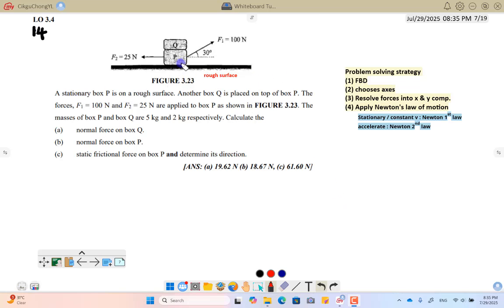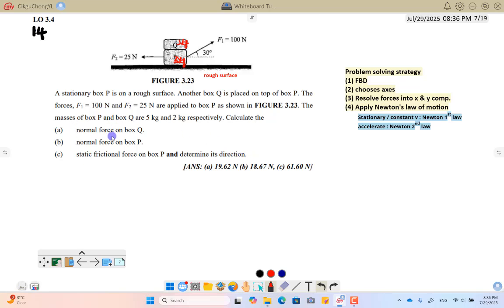So we have a stationary box P on a rough surface, and then another box Q is placed on top of box P. The forces F1 is 100 Newton and F2 is 25 Newton are applied to box P. The mass of block P is 5 kg and the mass of box Q is 2 kg. I want to calculate the normal force on box Q, the normal force on box P, and the static frictional force on box P and determine its direction.